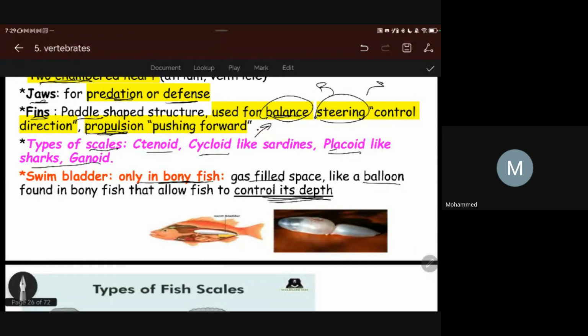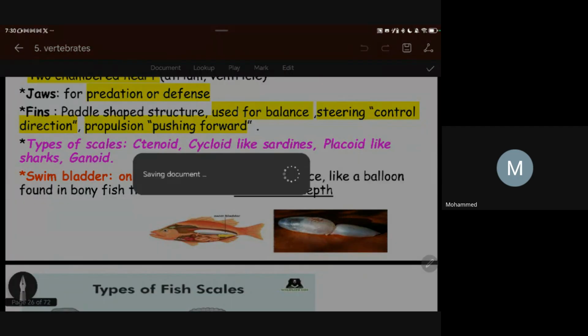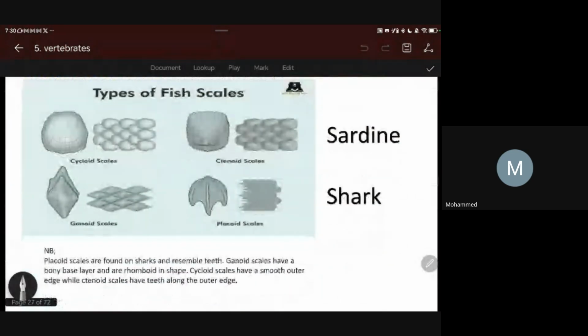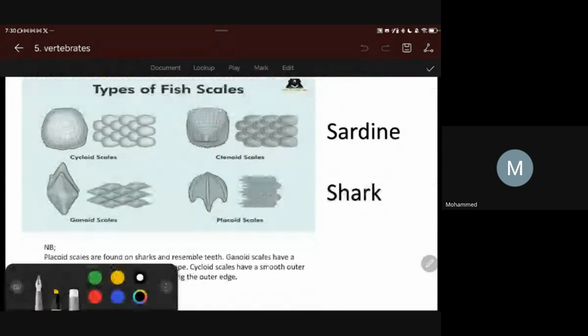So, for example, if they fill this swim bladder with a lot of air, it can help them to rise up in the water. And if they remove this air, it helps them to sink within the water. These are the different types of scales.